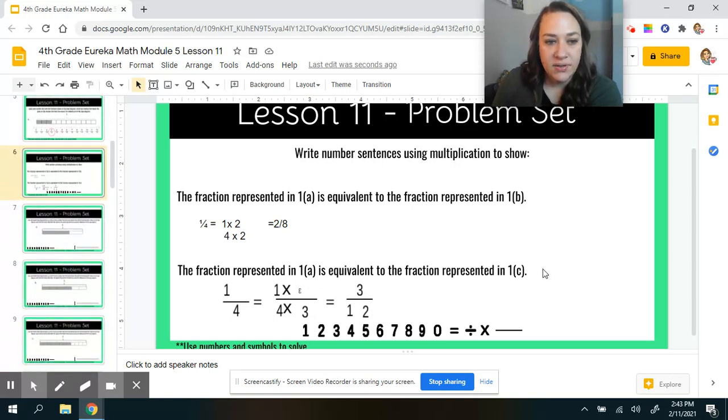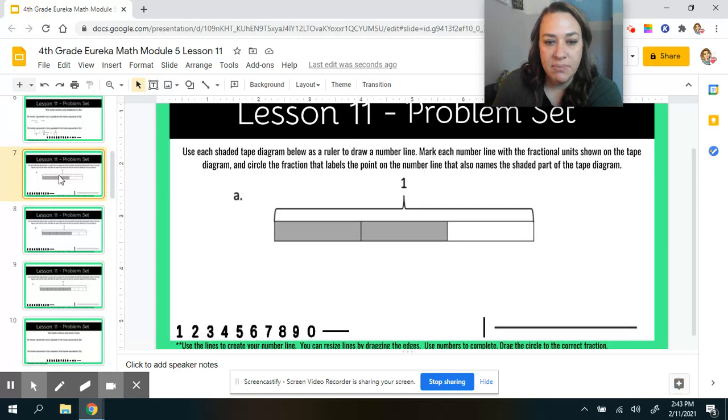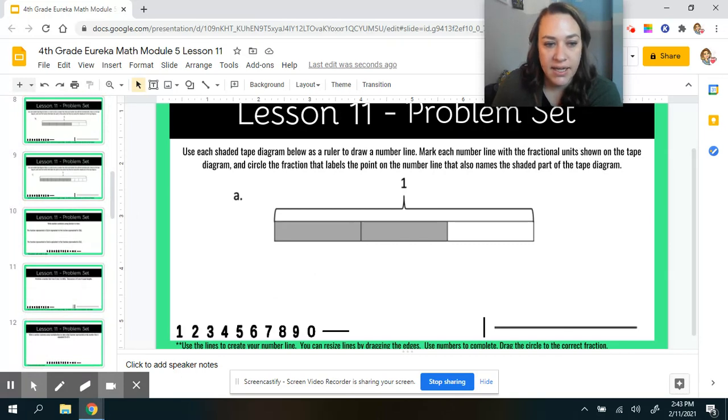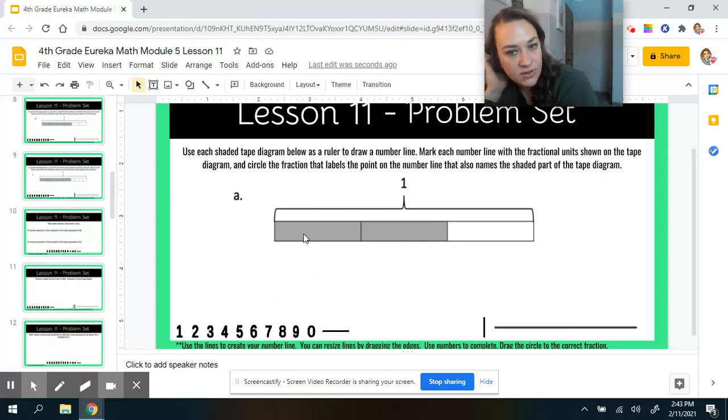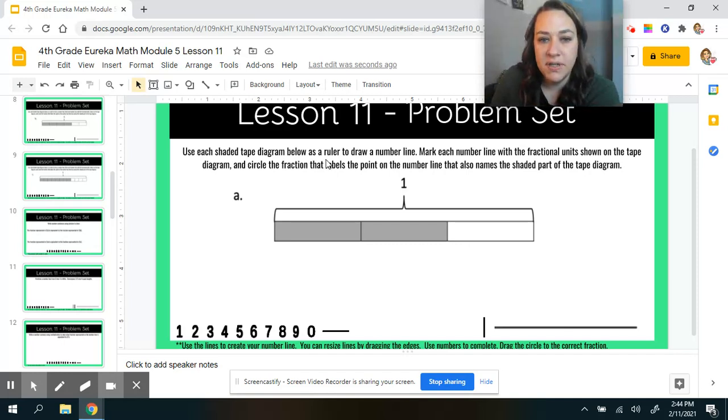So when you do that, it may ask you to decompose it even more. So I'm going to do this one with you. I'm not going to go through all of them. But it may ask you to decompose into a certain amount. So it says, use this shaded tape diagram as a ruler to draw a number line. Mark each number line with the fractional units shown on the tape diagram.